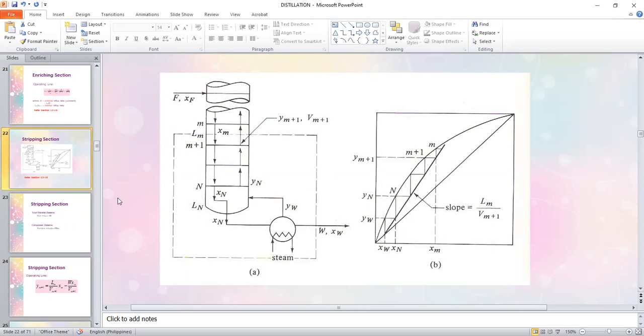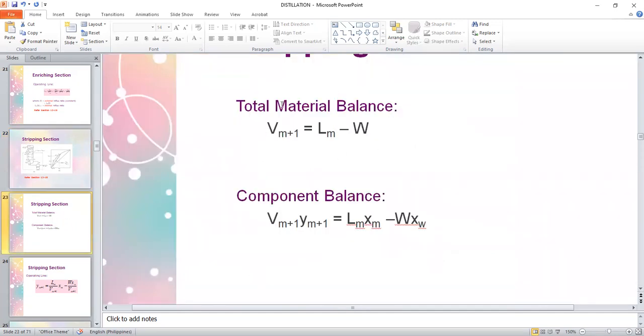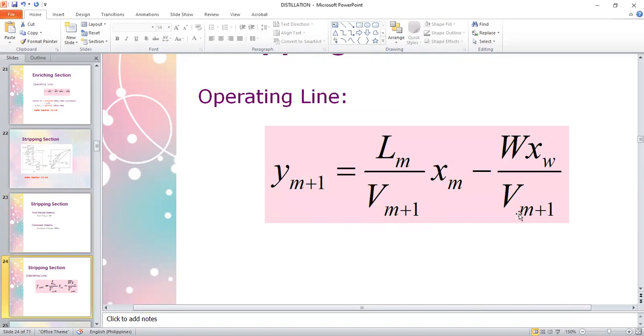Now, our component balance for the stripping section, just like the way we do it with our enriching section, has the same pattern. You just multiply the one that you have here in the total material balance by the corresponding mole fractions of the phases. Okay? Y for the vapor and X for the liquid phases. If you divide also by V sub m plus 1 this equation, you will come up with the stripping section operating line equation.